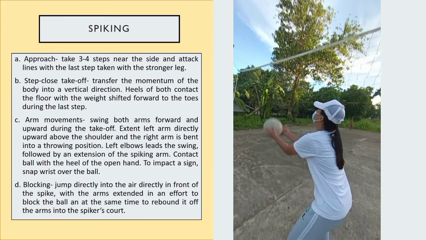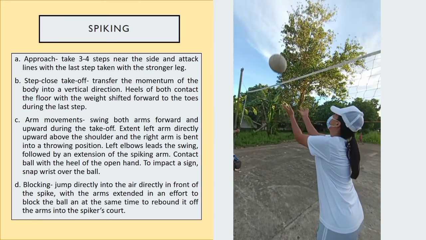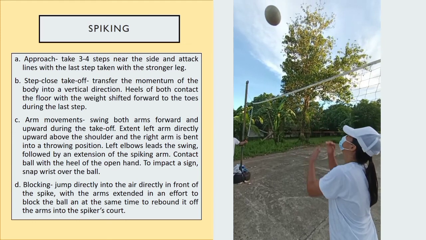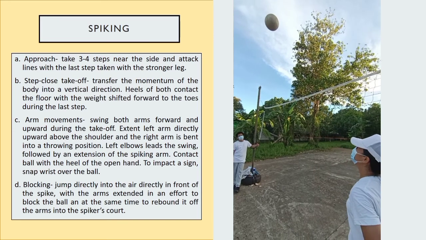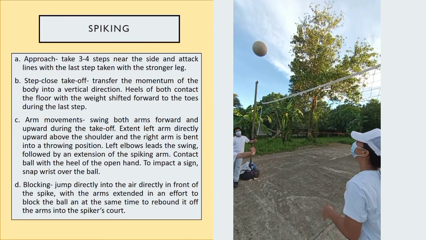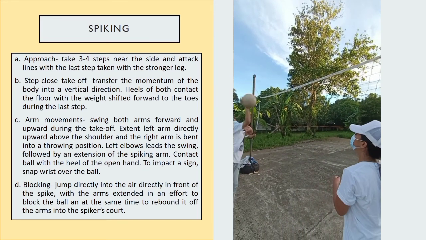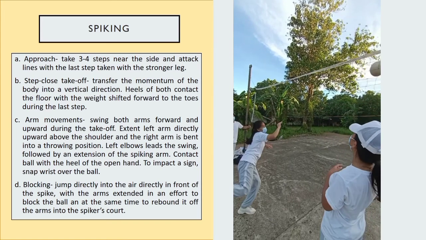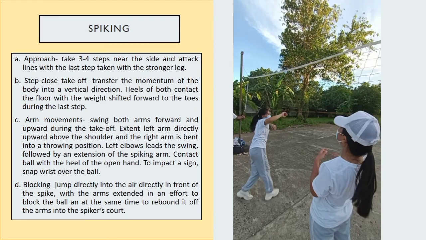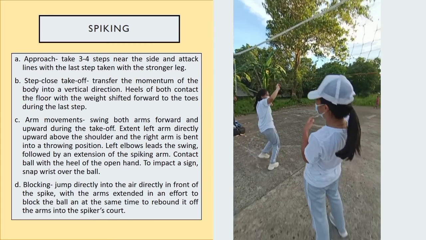C. We have the arm movements. Swing both arms forward and upward during the takeoff. Extend the left arm directly upward above the shoulder and the right arm is bent into a throwing position. The left elbow leads the swing, followed by an extension of the spiking arm. Contact the ball with the heel of the open hand and snap the wrist over the ball to impart spin.